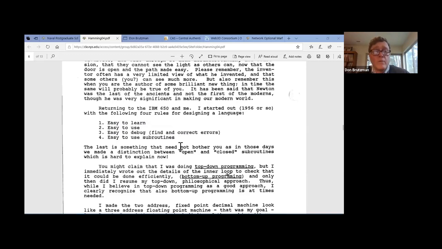Subprograms, extensible programs, libraries, function libraries, reusable code, all of those extra things. Can you extend your language? Okay, now an observation on this list.